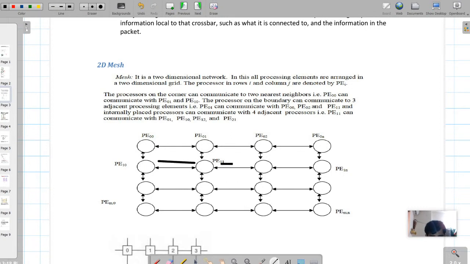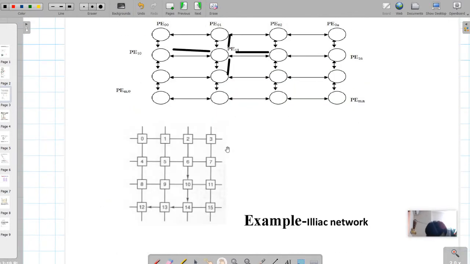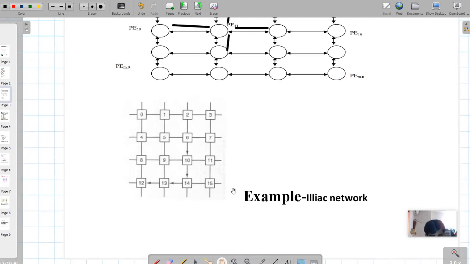However, connection is possible between all the processors for this PE11, but direct connection is possible only with these four processors. Depending on these assumptions, something has been implemented in the past, and the example is the iliac network. It looks something like this.